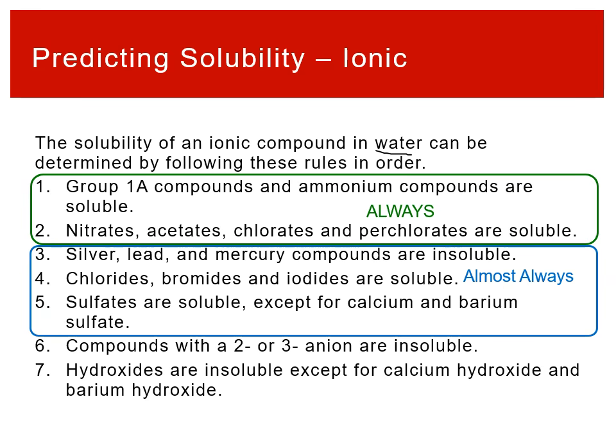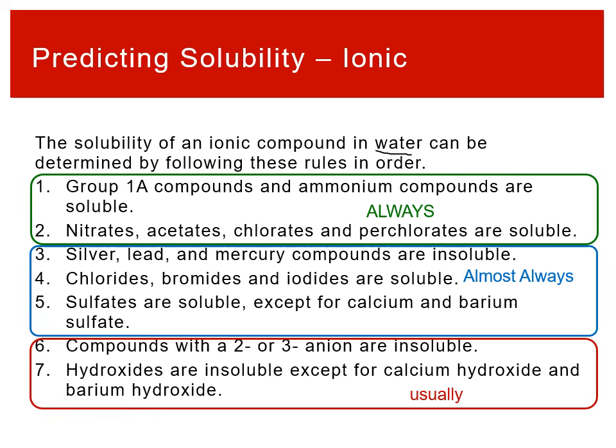And then finally at the bottom, these are the least strong preferences. Compounds with 2- or 3- anions tend to be insoluble. But if rules 1 through 5 kick in, that's more important, and that would take precedence. That would determine whether or not you had actual solubility.